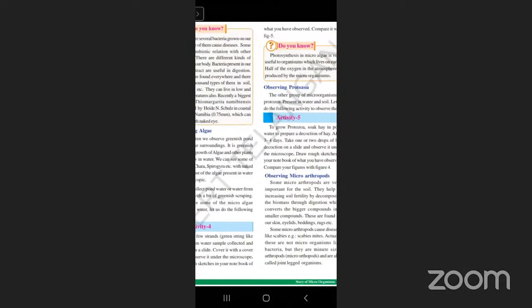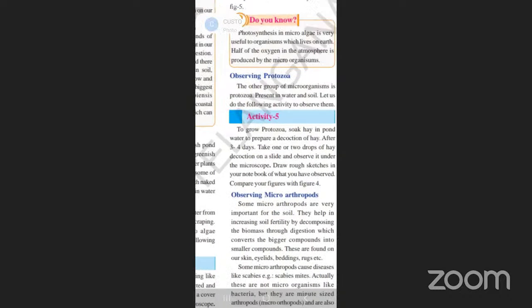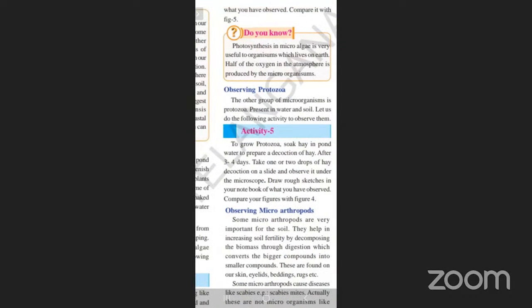Now let us go for observing protozoa. The other group of microorganisms is protozoa, present in water and soil. Let us do the following activity to observe them. Activity 5.